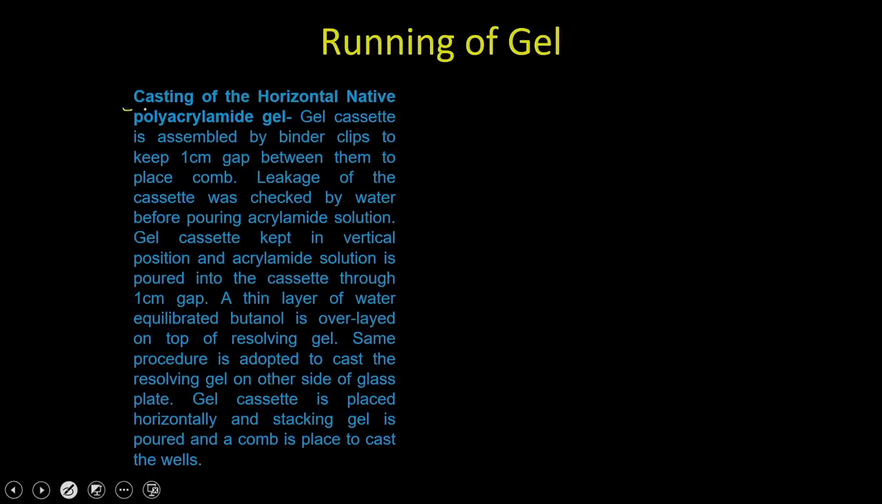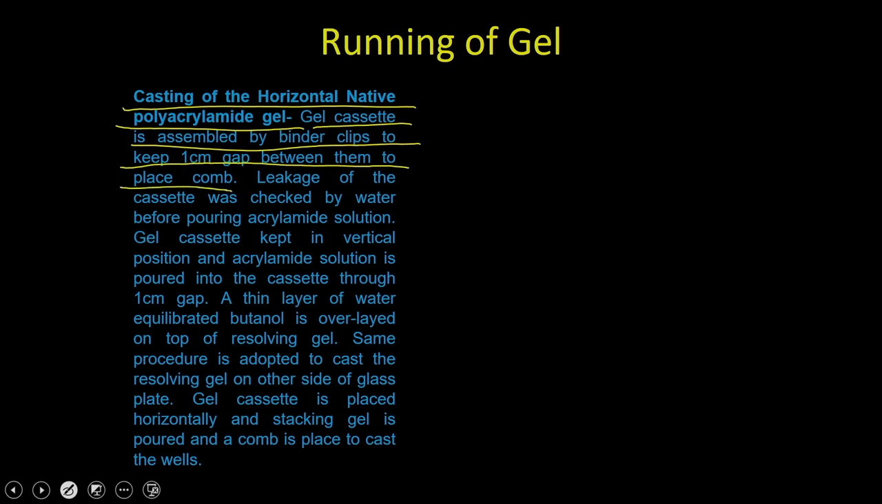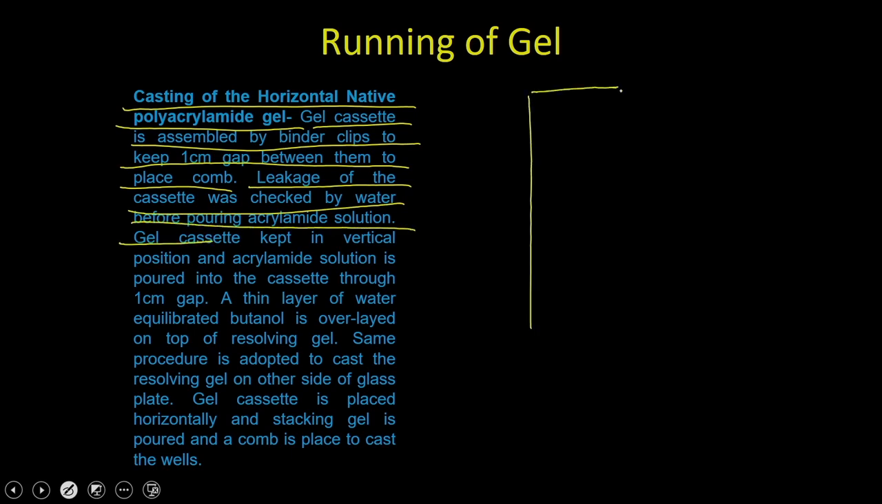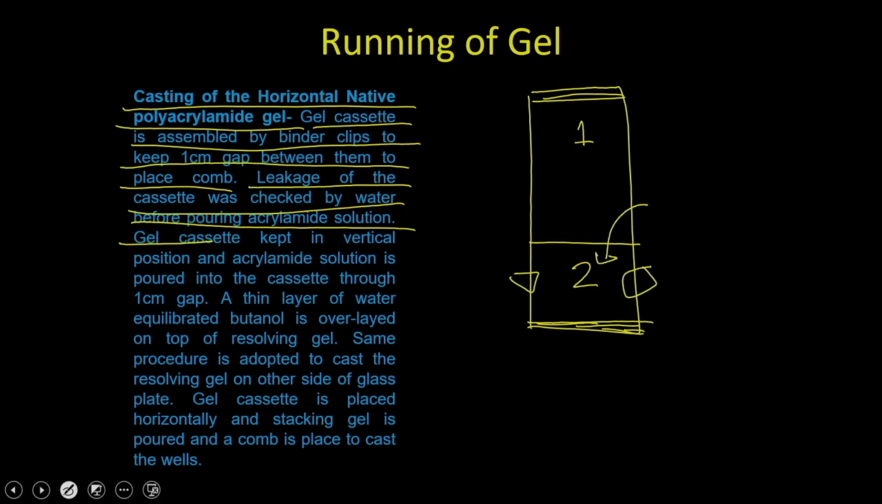For casting the horizontal native acrylamide gels, the gel cassette is assembled by the binder clips to keep a 1 centimeter gap between them to place the combs. The leakage of the cassette is checked with water before pouring the acrylamide solutions. So you have a main plate with the foam at the bottom and the top. This is plate number 1. First you put plate number 2, put the clips on both sides, and then you pour the liquid.